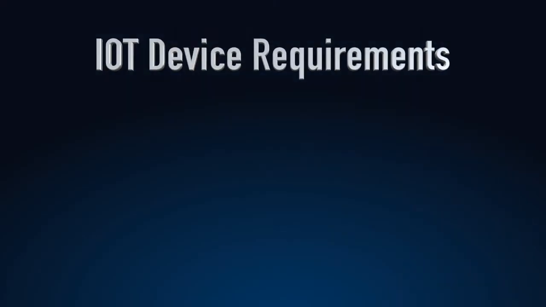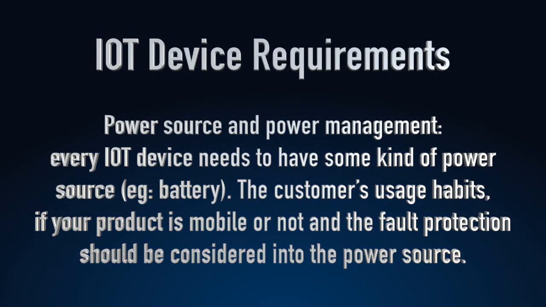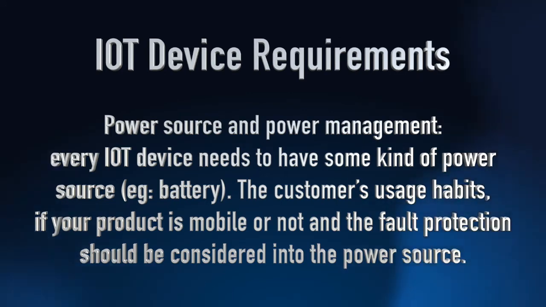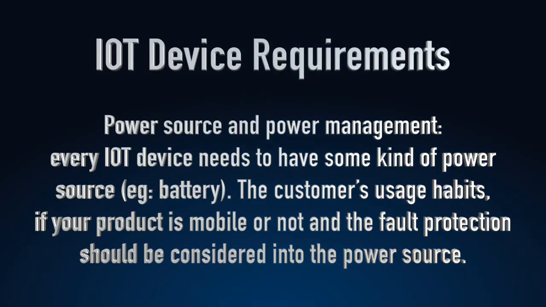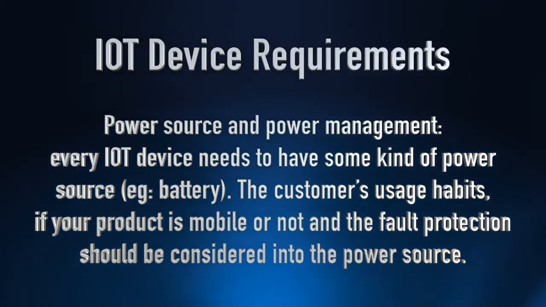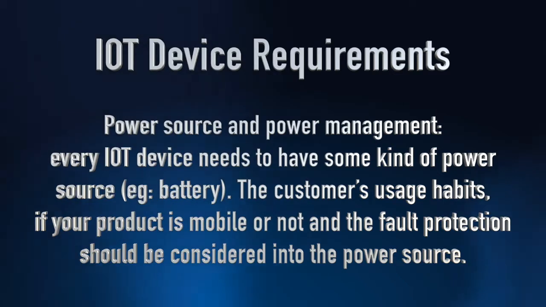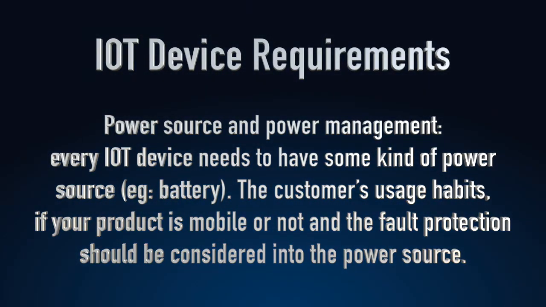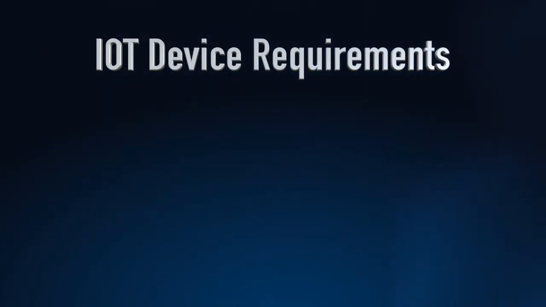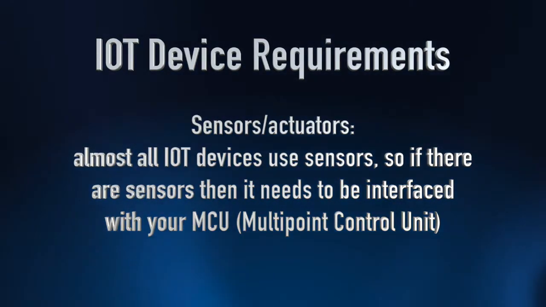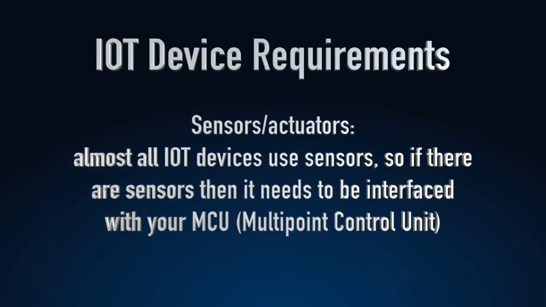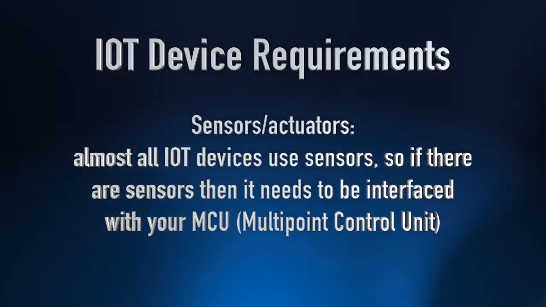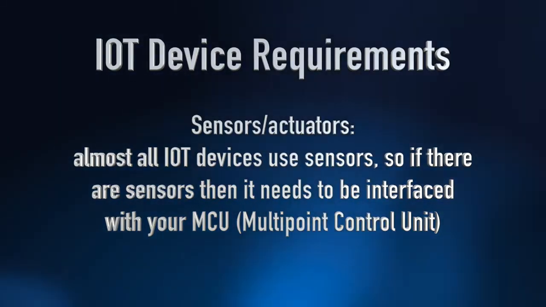IoT device requirements. Firstly, power source and power management. Every IoT device needs to have some kind of power source, for example, a battery. The customer's usage habits, whether your product is mobile or not, and the fault protection should be considered in the power source. Secondly, sensors. Almost all IoT devices use sensors. So if there are sensors, then they need to be interfaced with your MCU, the multi-point control unit.